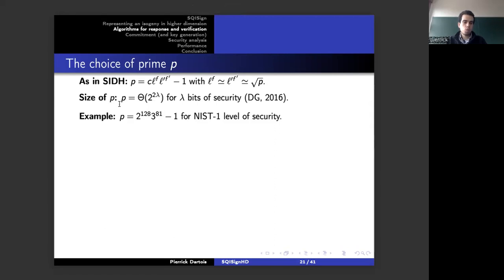For the size of p, in order to be secure against the Delfs and Galbraith attack in the isogeny graph, which has complexity square root of p, and to ensure a security level lambda against key recovery attack, we need to take a prime of 2 lambda bits at least. So for NIST 1 security level, here is an example of such a prime.